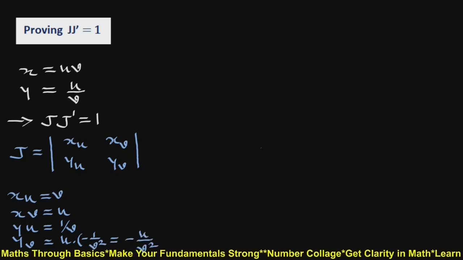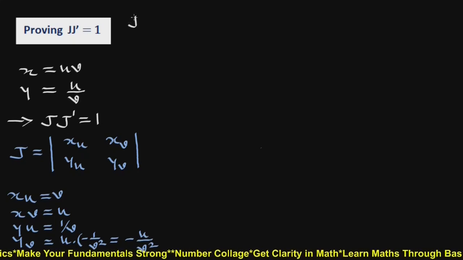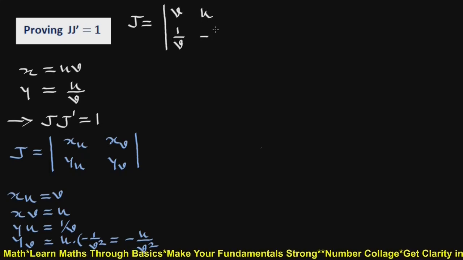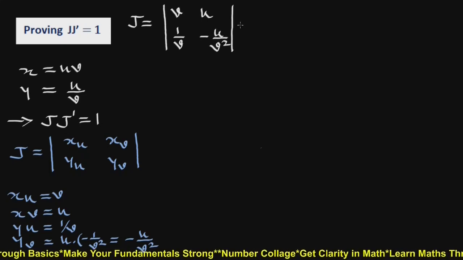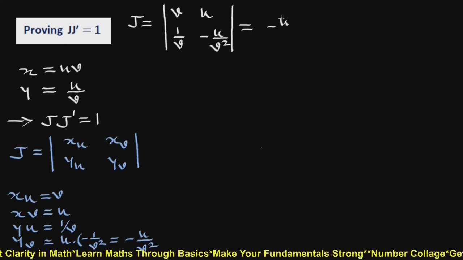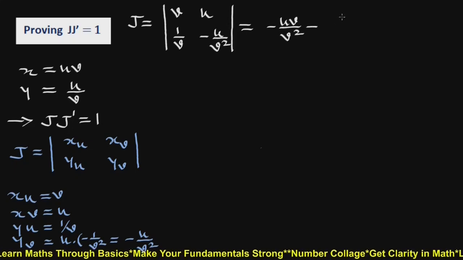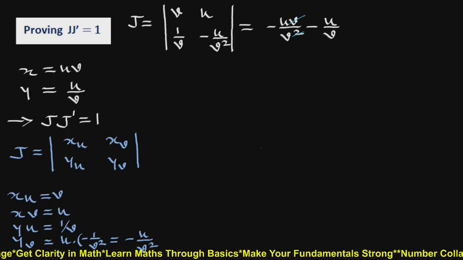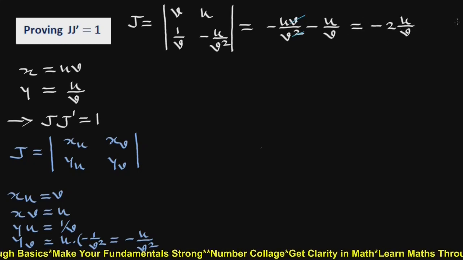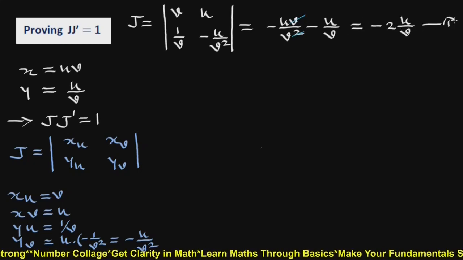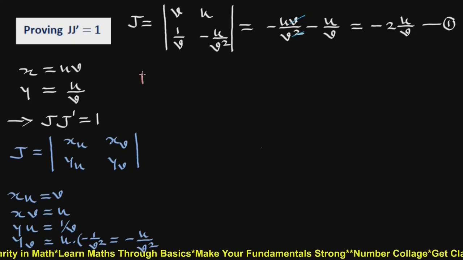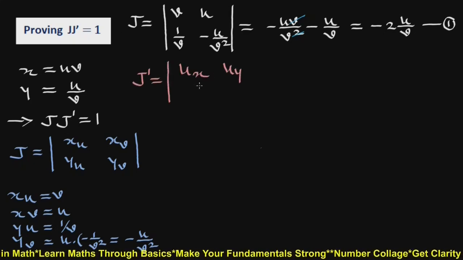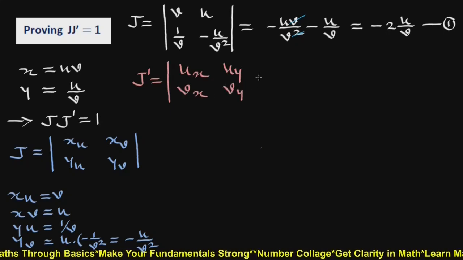Now from these values, J becomes determinant v, u, 1 upon v, minus u upon v square, which will be minus uv upon v square minus u upon v. Cancelling v, this will be minus 2u upon v. We name this 1. Next we have to find J', which is determinant u_x, u_y, v_x, v_y.